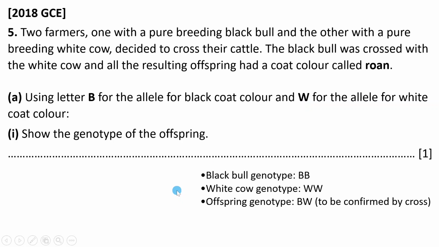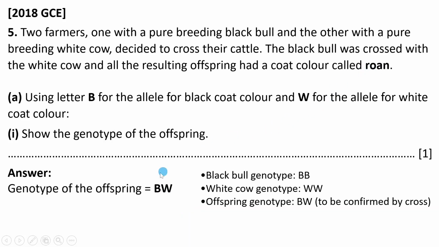Now, in terms of black bull genotype, it will be BB. White cow genotype will be WW. Offspring genotype will be BW, to be confirmed by cross. So in answering, we are saying the genotype of the offspring will be this. Why? Because this one brings B and this one brings W. So all the offspring will get one B from here and one W from here. So the offspring genotype will be BW. And this, I think, is what they are calling roan.